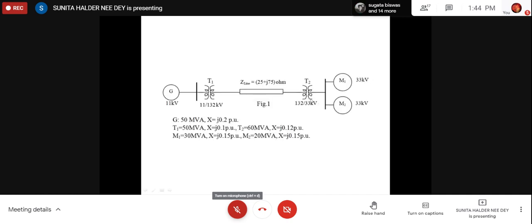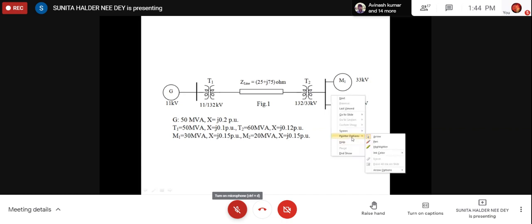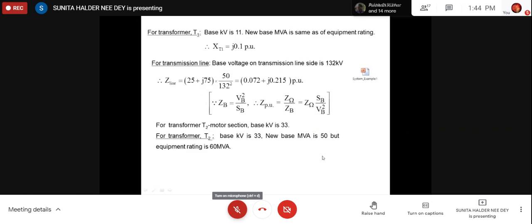So here it may happen that it is not 33, it is 32.9, and all the other voltages are 33. So you have taken 33 as base kV. In that case you have to change it according to the change in base voltage also. So always write what the base kV is and what the base MVA is. Then there will be less chance of mistake.